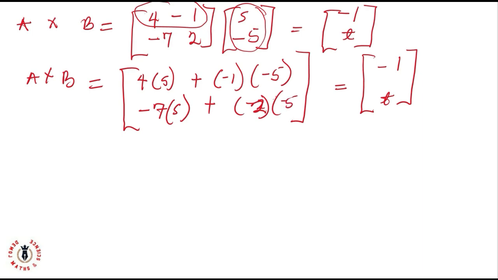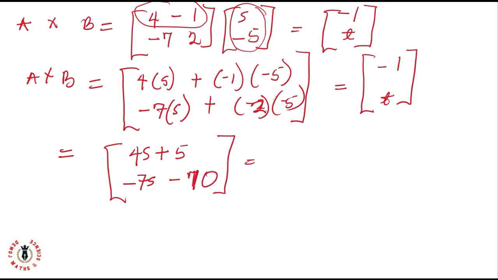So that A times B will now be the same thing as 4 times S, which is 4S, plus minus 1 times minus 5, that's plus 5. And minus 7 times S will be minus 7S, minus 10, sorry. 2 times 5 is 10. That's minus 10, which is equal to minus 1 and T.